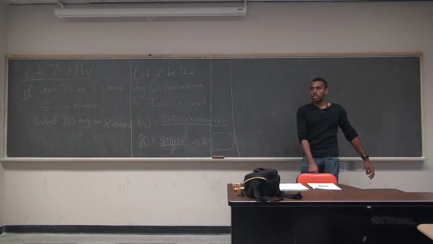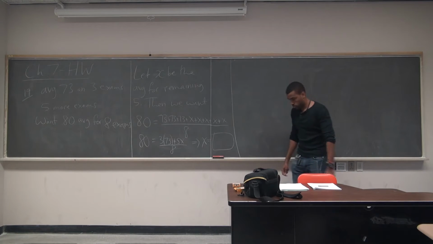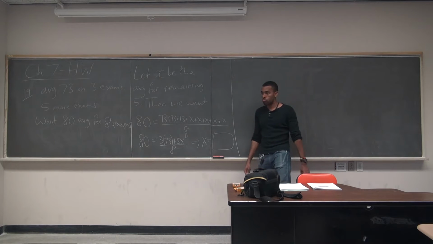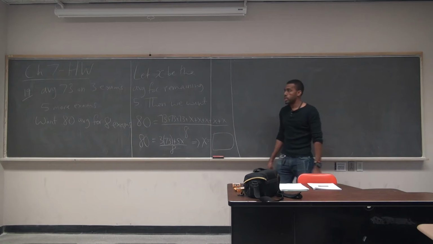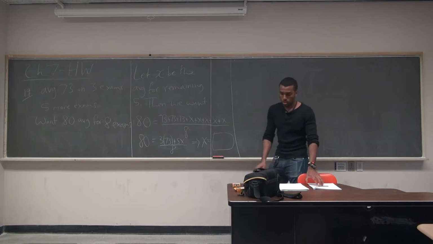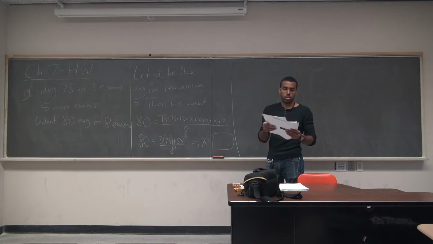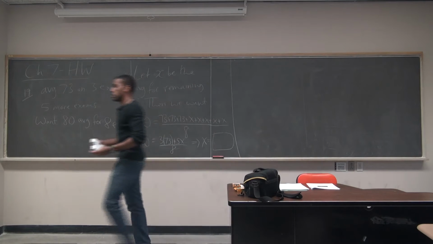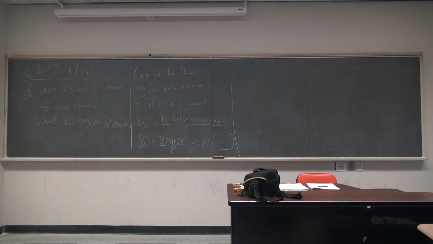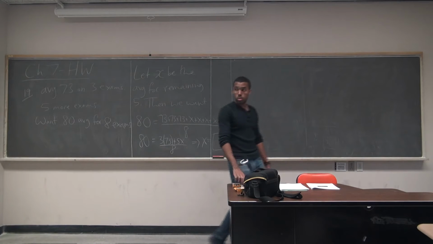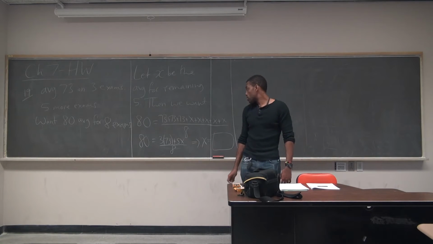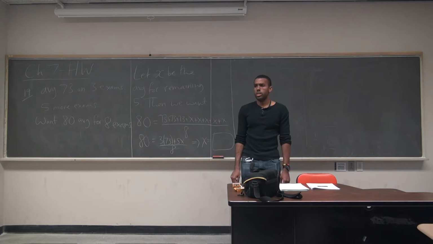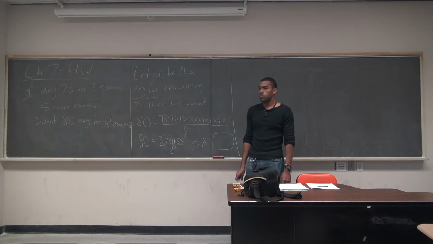Other questions? On chapter 7? So your x is a decimal point? Did you have to plug it in? Your x is a decimal point? That's what I got. Decimal point. 84.2. How do you get a decimal? Never mind. Yeah, you get 84.2.